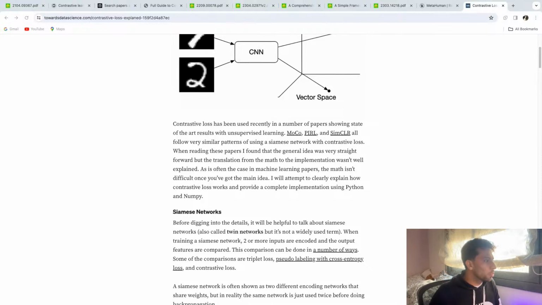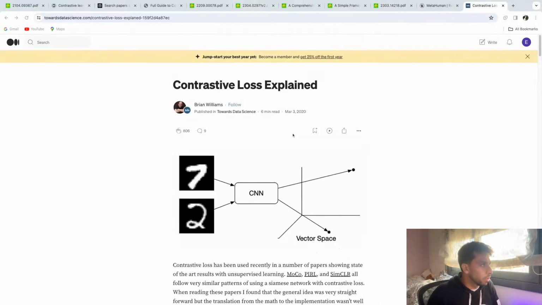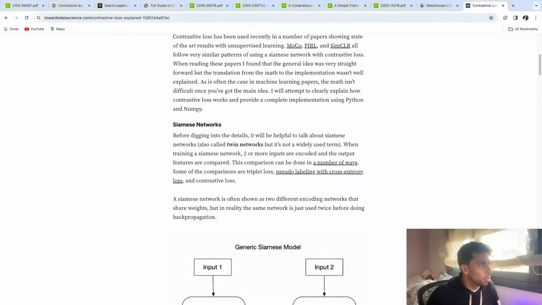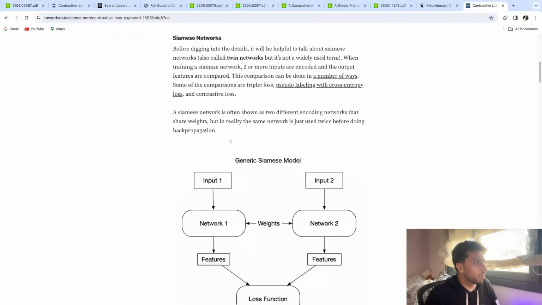So okay, we were talking about the contrastive loss. I thought that the general idea was very straightforward, but the translation from the math to the implementation wasn't well explained. As is often the case in machine learning papers, the math isn't difficult once you get the main idea. I will attempt to clearly explain. Okay, this guy is going to explain a little bit more. Yeah, this guy discusses the contrastive loss for Siamese networks.